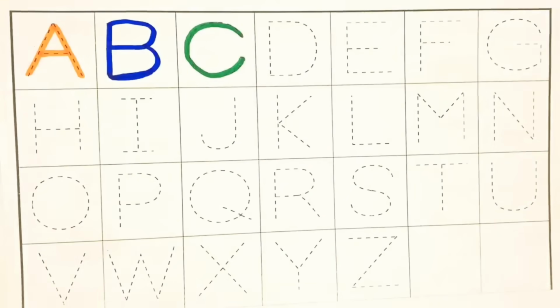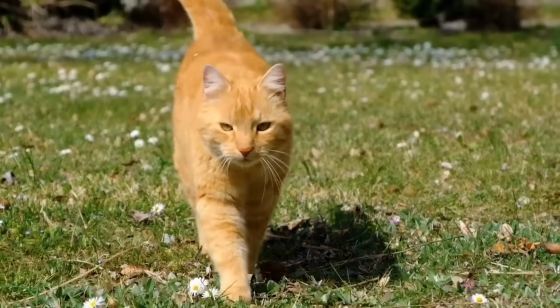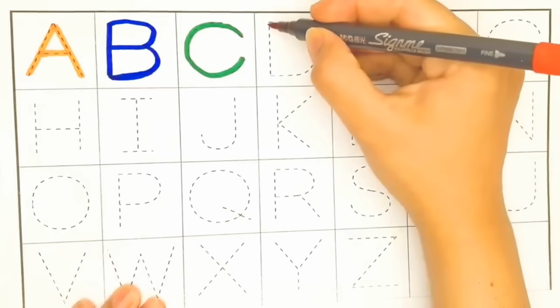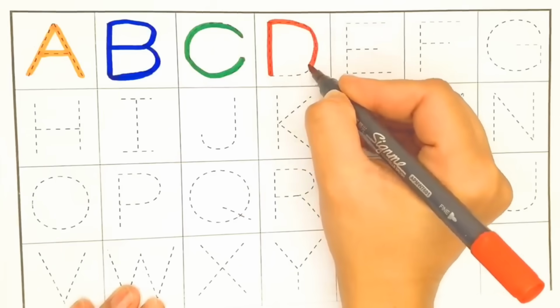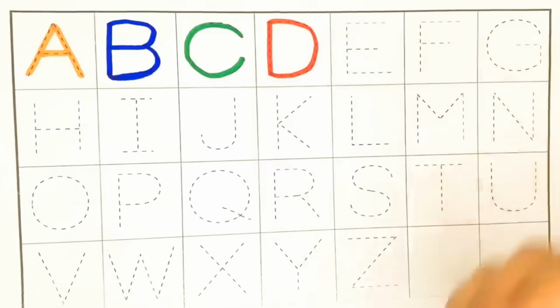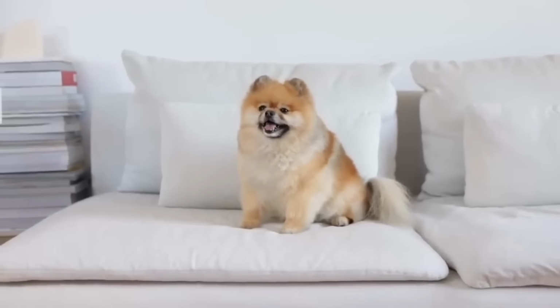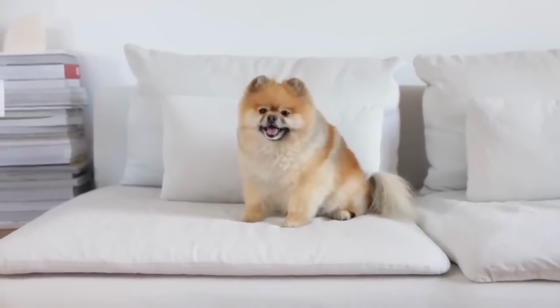Capital C. C for cat. The cat says meow. Capital D. D for dog. The dog barks loudly.